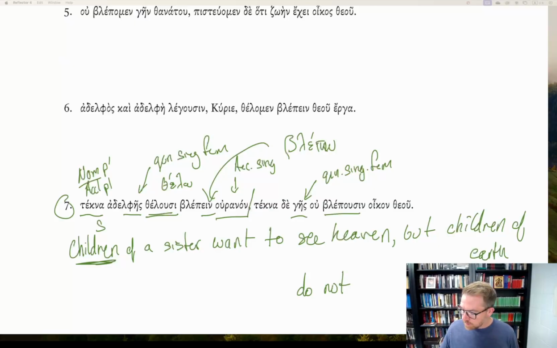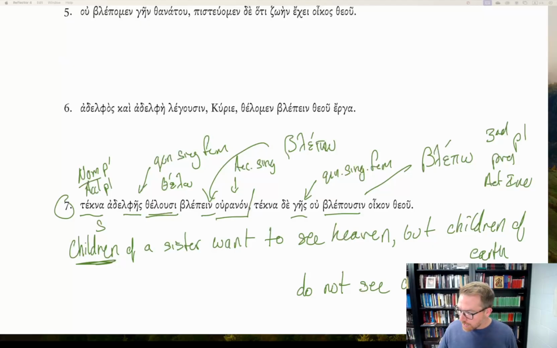Blepousin, that's again from blepo, I see, and it's the third person plural, present, active, indicative. They do not see oikon theou, a house of God. Now, oikon, house, we know this is our direct object because look at that ending.